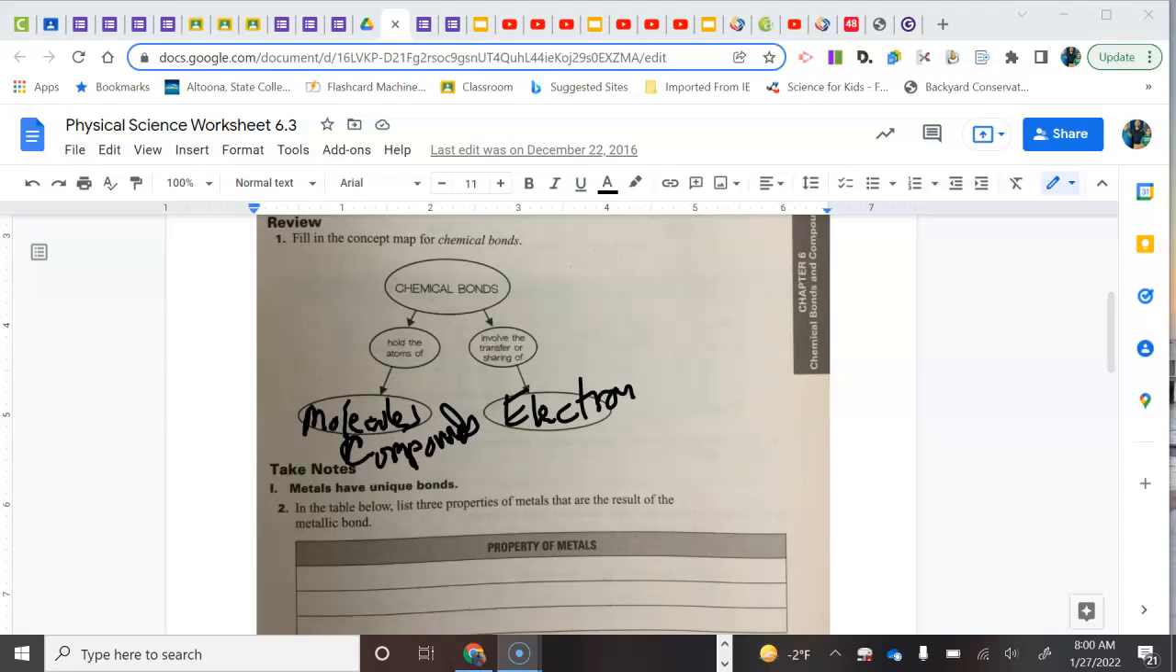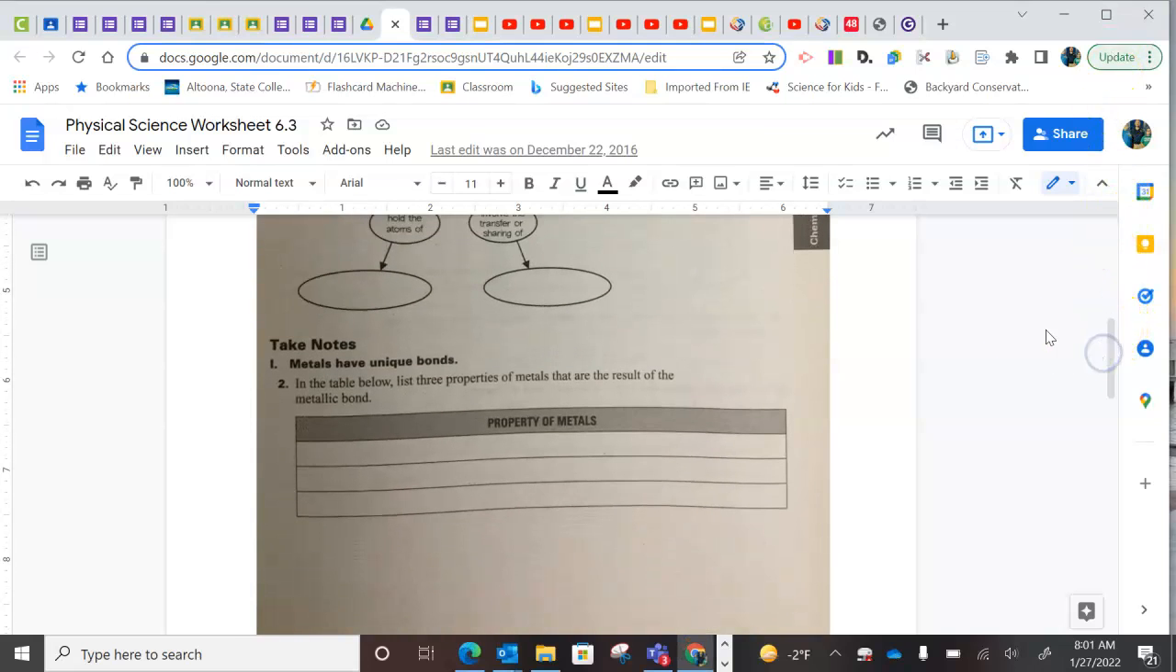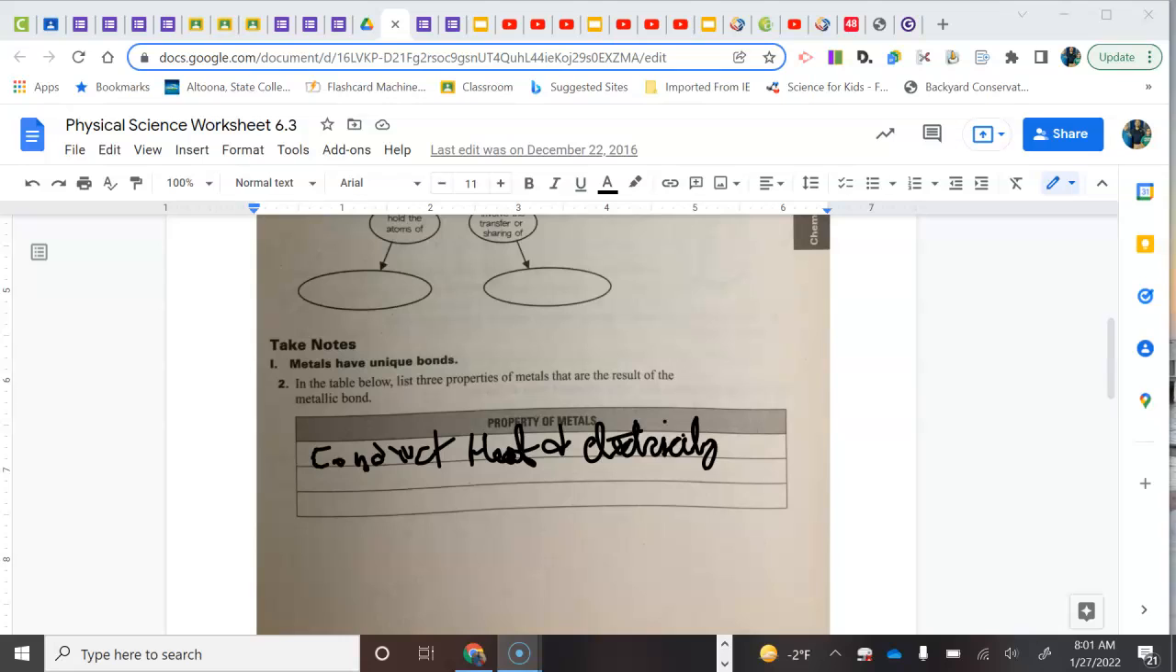The table below lists 3 properties of metals that are the result of metallic bonds. So metals have lots of interesting properties. For metals, obviously, they conduct heat and electricity. They are malleable, which means they can be pounded into shape. They are ductile, which means they can be drawn into a thin wire. They are often very shiny.